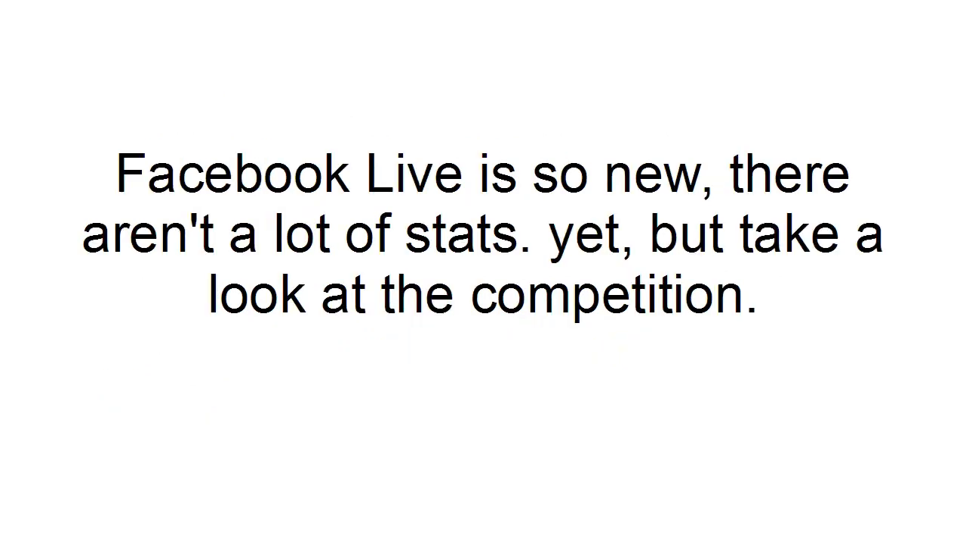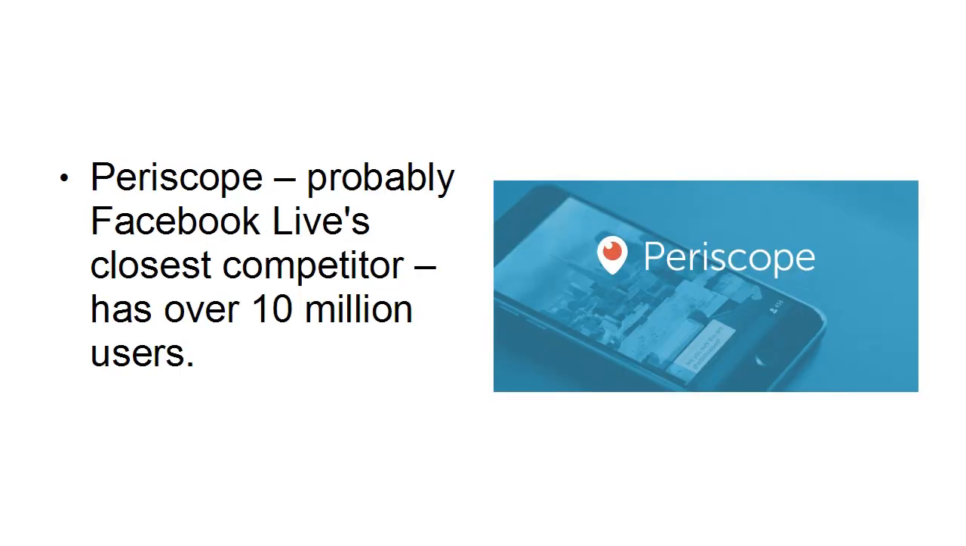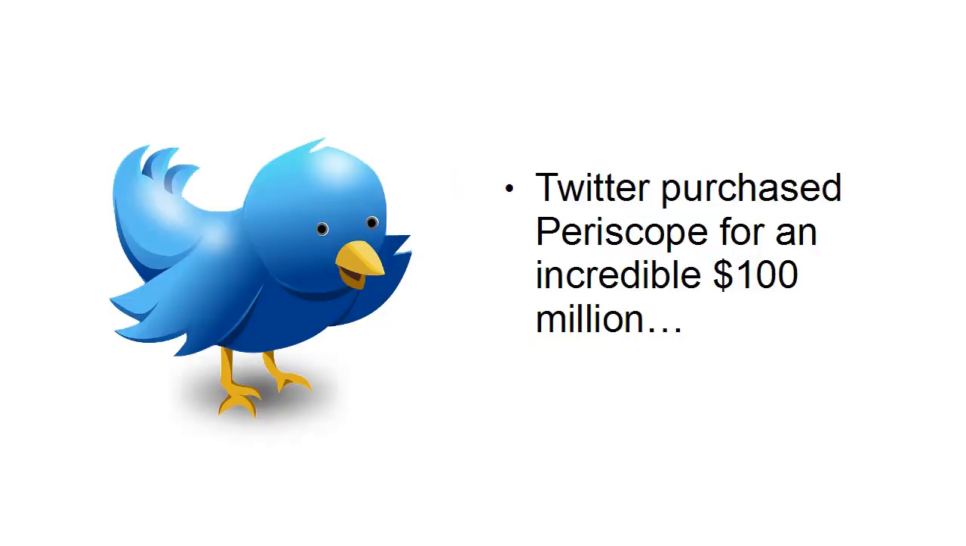Okay, now let's look at a few stats. Now, Facebook Live is so new that there aren't a lot of stats yet. But let's take a look at some of the competition, because Facebook Live is not the first app that does this, although it does have a lot of features that some of the competitors don't have. And in particular, they don't have the power of Facebook behind them. Now, Periscope, which is probably Facebook Live's closest competitor, has over 10 million users. And Twitter purchased Periscope for an incredible $100 million before it launched. So you can see that Twitter saw the power of live streaming before Facebook did in many ways.